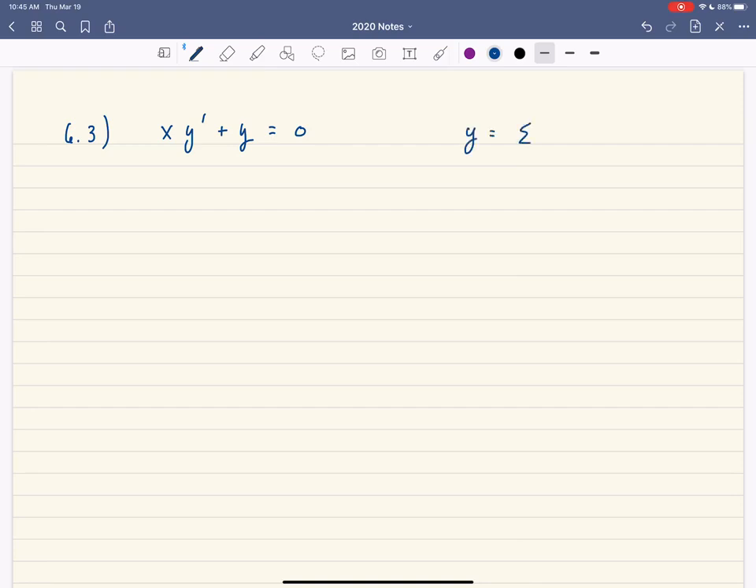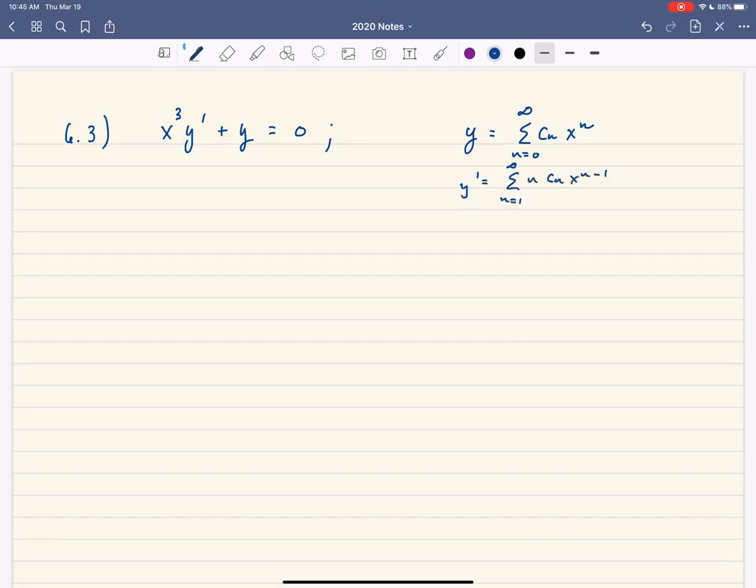So let's say that y has a power series centered at x. In fact, just to make this a little bit worse, let's make this x cubed y prime plus y equals 0, for reasons that I'll explain shortly. Let's say y is a power series, c sub n x to the n, n goes from 0 to infinity, and that means y prime is going to be the usual sum from n equals 1 to infinity of n c sub n x to the n minus 1.